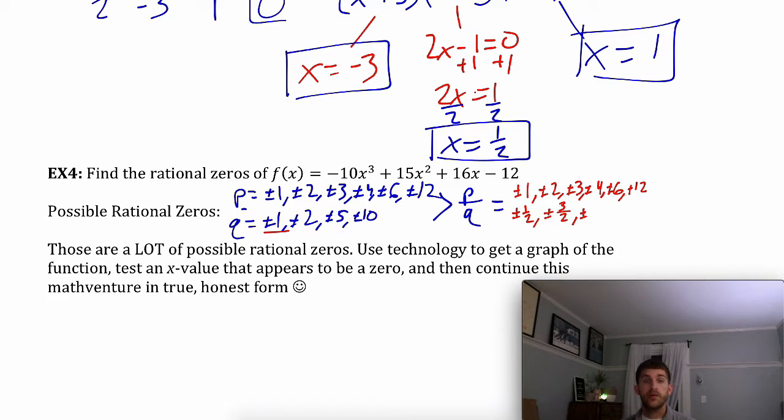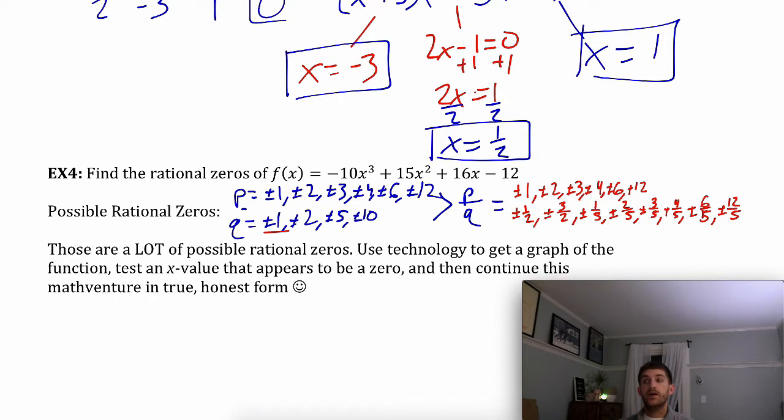Okay, so now we got to do all of them divided by 5. So 1 divided by 5, we got plus or minus 1/5. Plus or minus 2/5. Sorry, my plus or minuses are getting messy. Plus or minus 2/5. Then plus or minus 3/5. Plus or minus 4/5. Plus or minus 6/5. And finally, plus or minus 12/5.